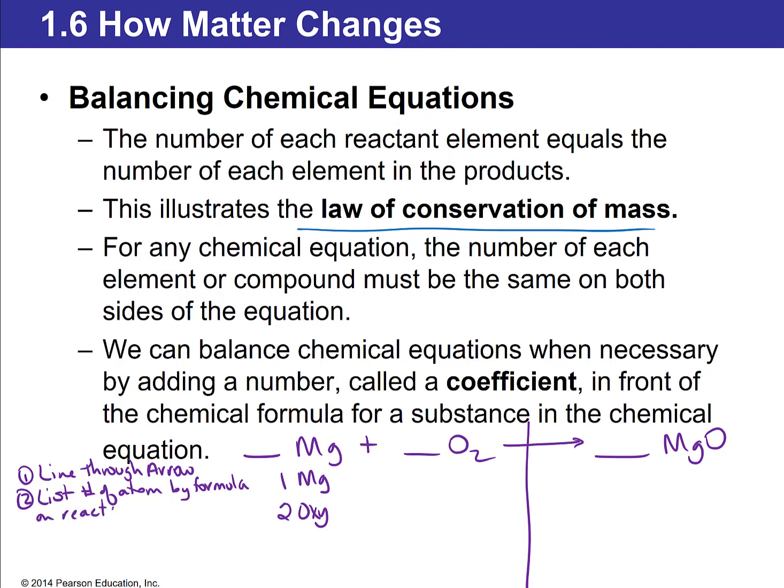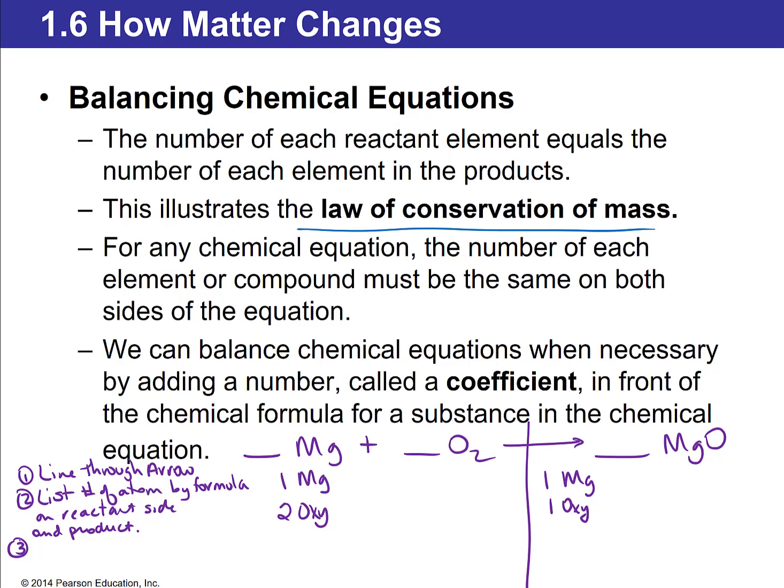So you're going to list it on the reactant side and separately list it on the product side. So when I look on the product side, now I have MgO. So MgO means that I have 1 magnesium and 1 oxygen. Based on the formula, that's how you know which ones are there. To be able to balance the equation, I need to determine how many of each molecule I need so that I have equal numbers of magnesium, equal numbers of oxygen on both sides.